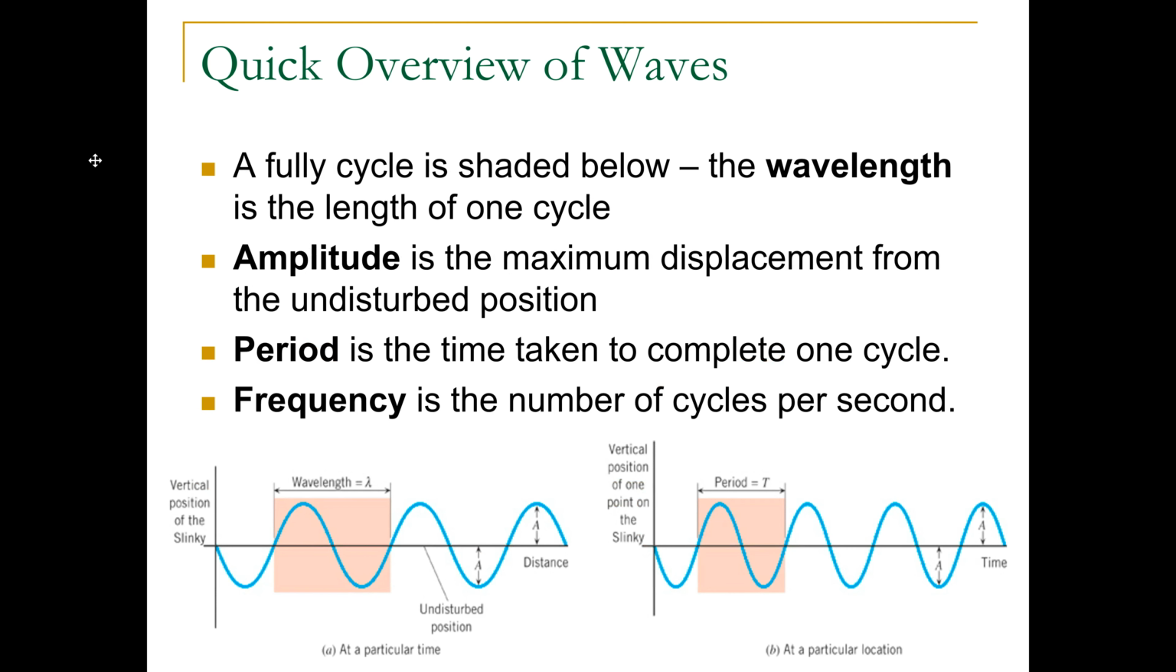Some terminology review. Wavelength is the distance from one point on the wave to the next similar point, so from one crest to the next crest, for example. Amplitude is the distance of maximum displacement, so from the crest to our equilibrium position, or from the trough to the equilibrium position. The period is the time it takes to complete one cycle, and frequency is the number of cycles completed each second. Remember, period and frequency are just inverses of each other.